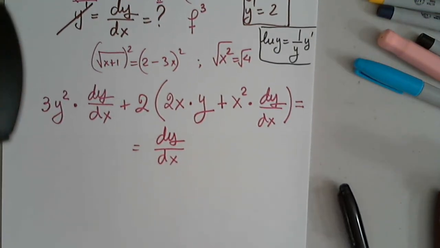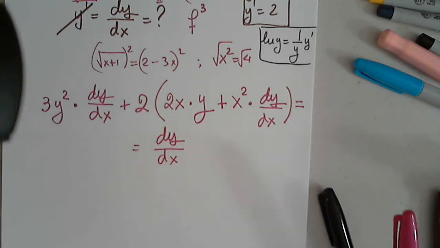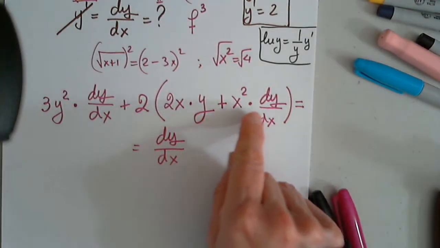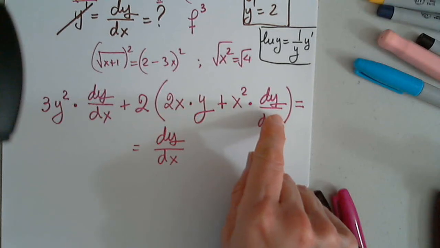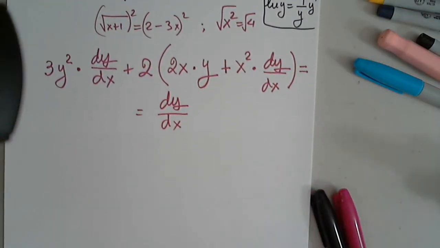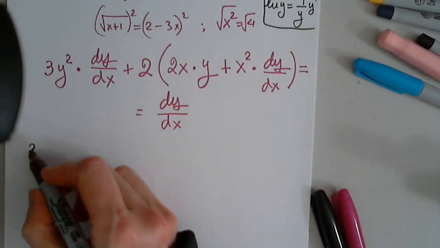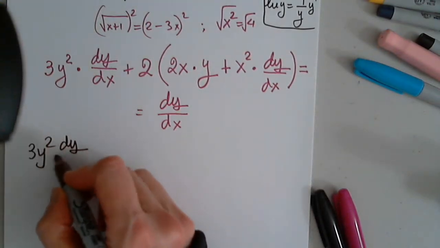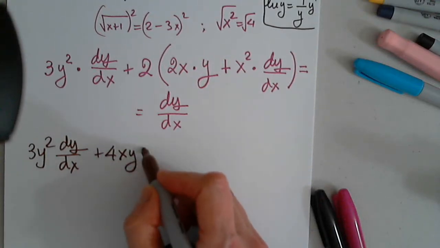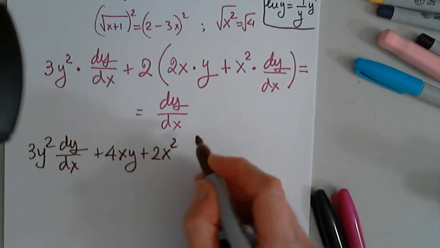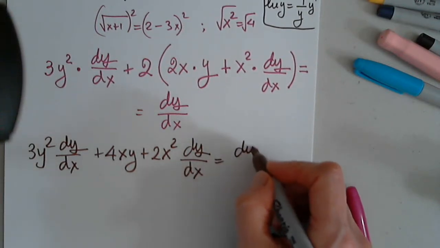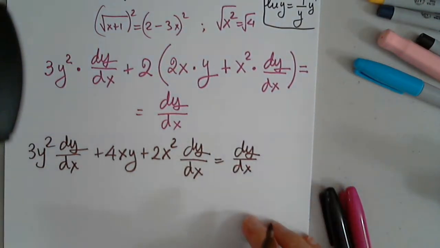So now the question is, what happens next? Well, first of all, I have to distribute the 2. Rearrange a little bit if I need to. And then we'll talk about the next step. So then I have 3y squared dy over dx plus 4xy plus 2x squared dy over dx equals dy over dx.